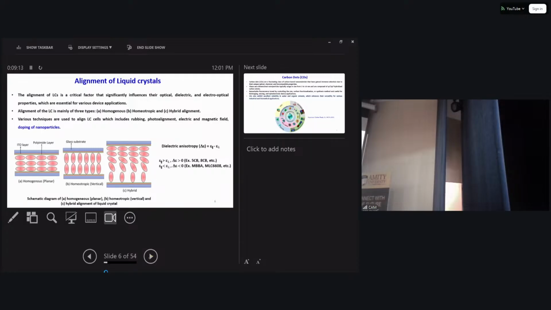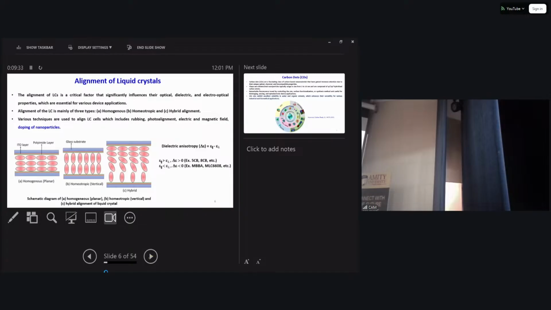So what happens when you rub in that direction? You will create certain grooves in this surface. And when you fill the material, all the molecules will try to align along that direction. So in a nutshell, we can say that in the planar alignment, the director n is lying in the plane of the substrate.